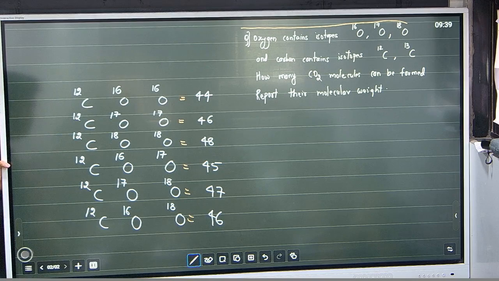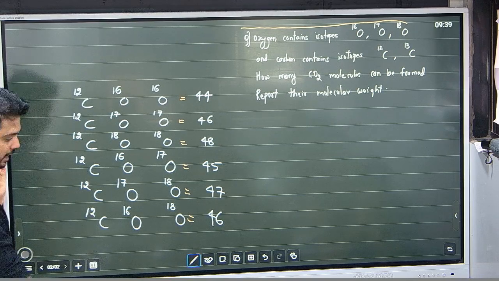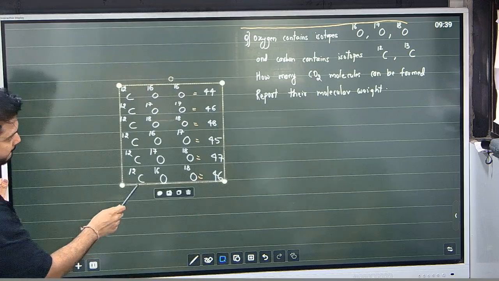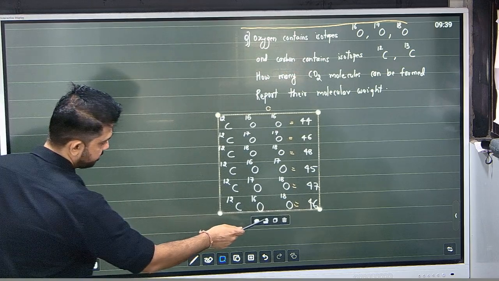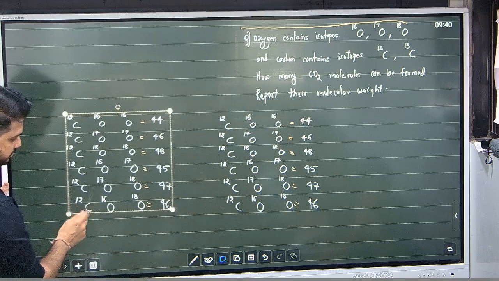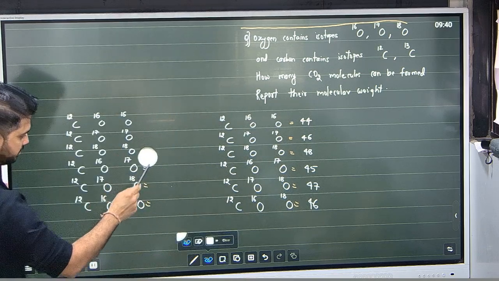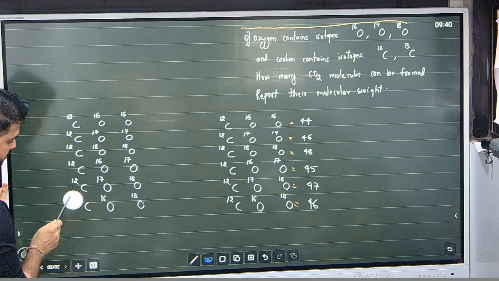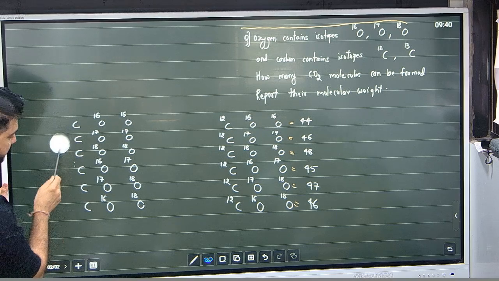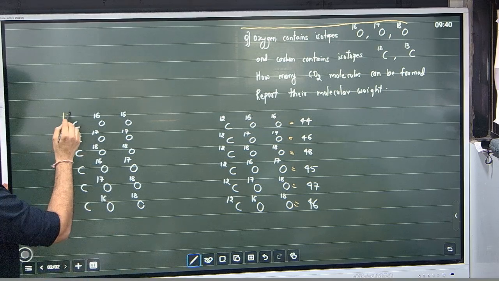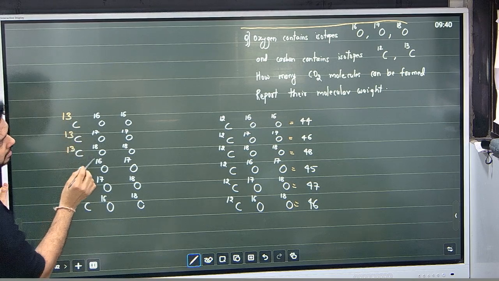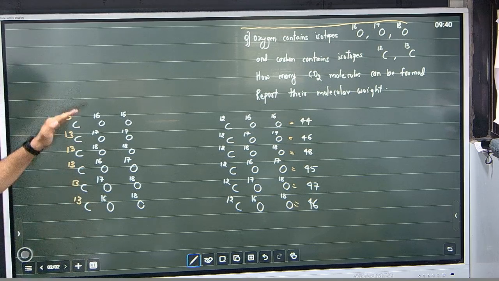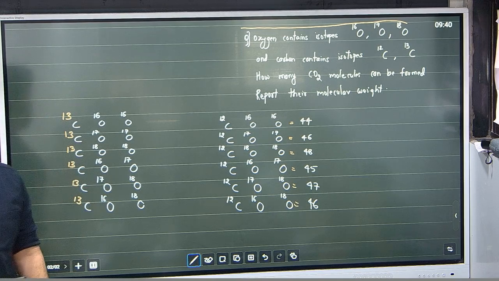Now this was with the carbon 12 isotope. If I copy paste the same thing with carbon, but instead of 12, if I have carbon 13, so these will be the combinations for the carbon 13 isotope.